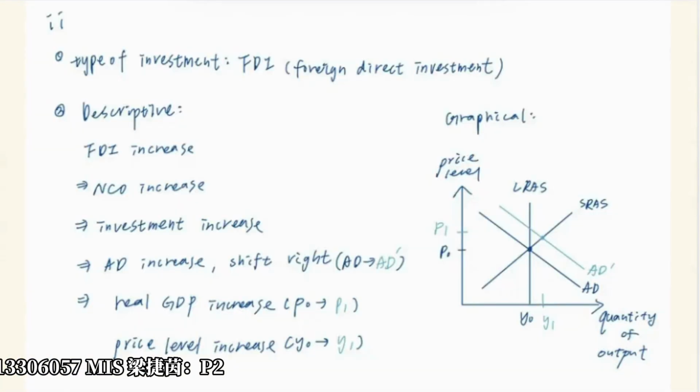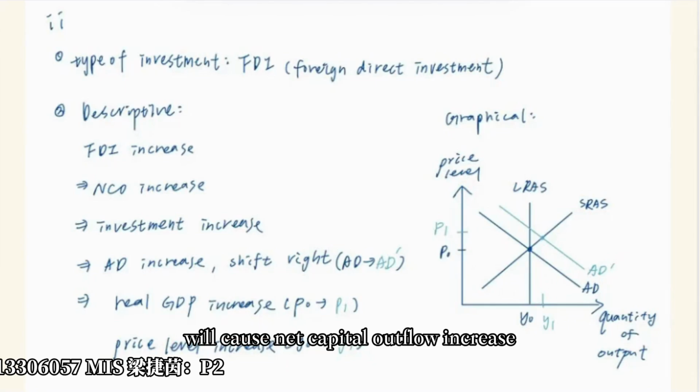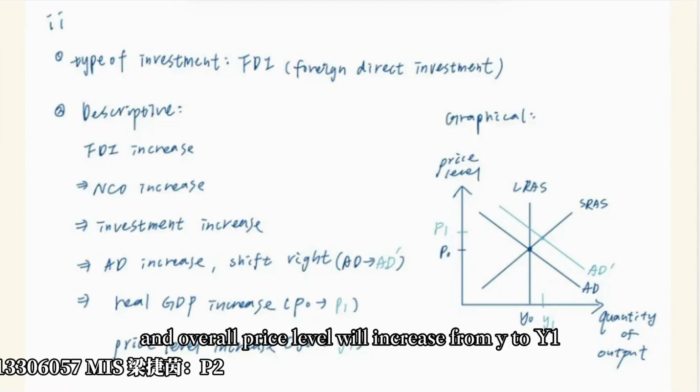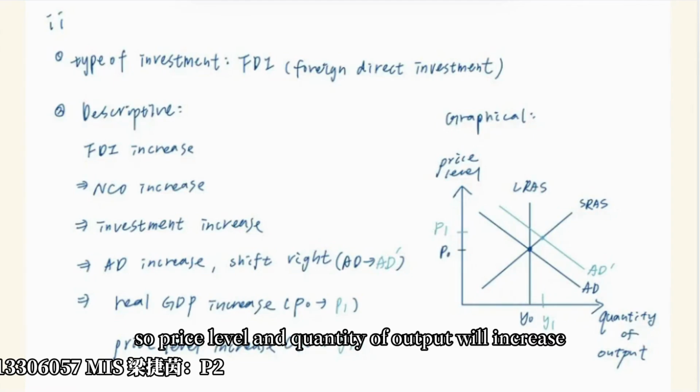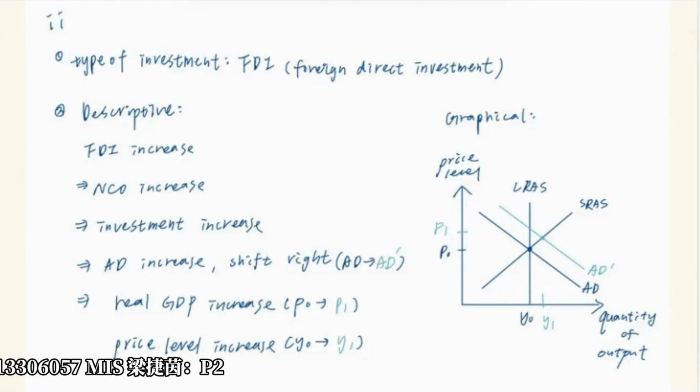And the second question is foreign direct investment. In a descriptive way, an increase in FDI will cause net capital outflow to increase. So investment increases and causes aggregate demand to increase, and the aggregate demand curve will shift right. It's AD to AD prime, and real GDP will increase from Y to Y1, and the overall price level will increase from P to P1. In a graphical way, we can see the AD curve shift right, so the price level and quantity of output will increase in the short run.